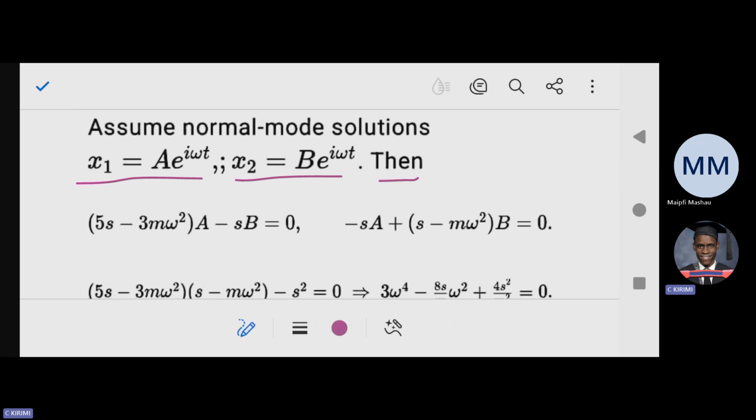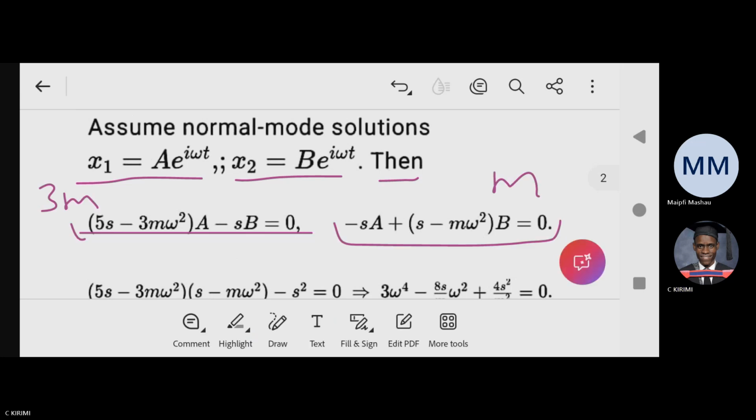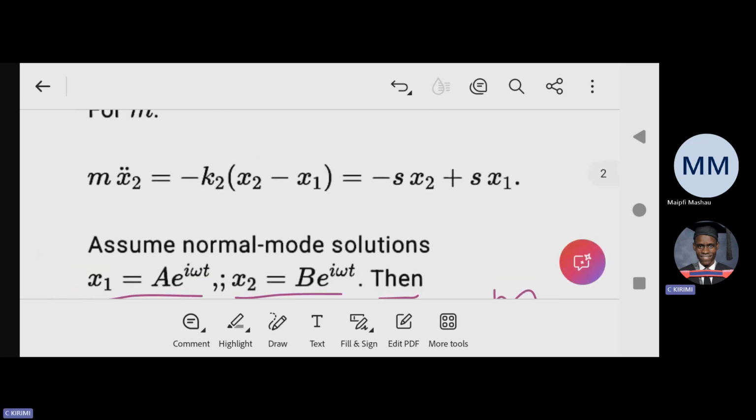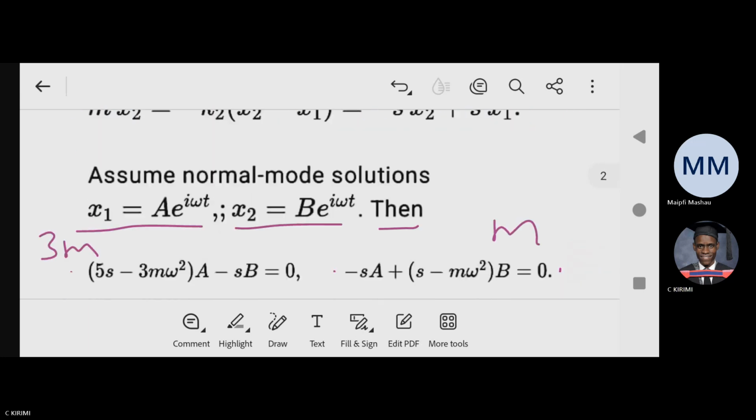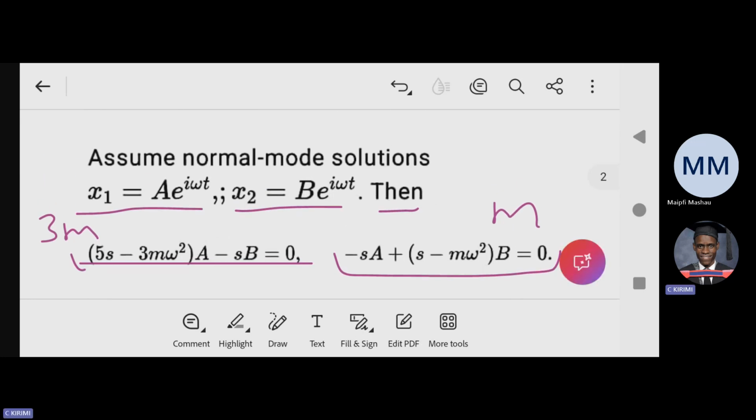This equation is a simplified equation for the first differential equation, which corresponds to the 3m block. This other one corresponds to the m block, only equal to 0. So up to here, are you able to find your way from here to where there is the 0 on the other side? You can't? Why?